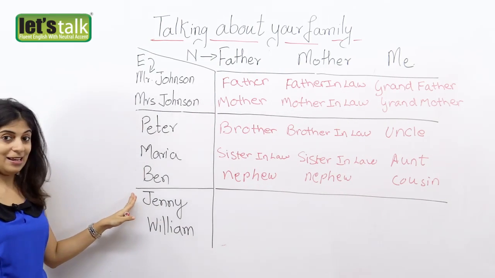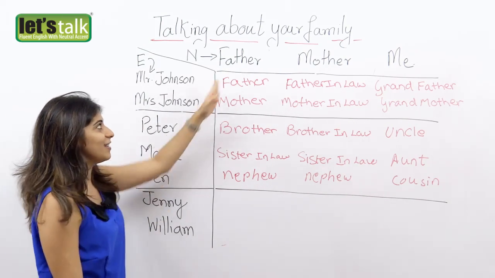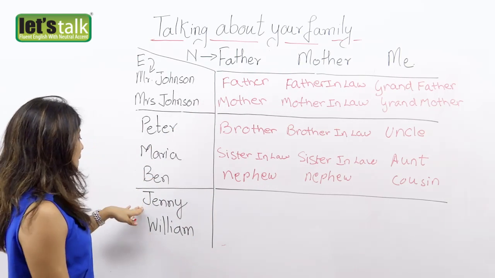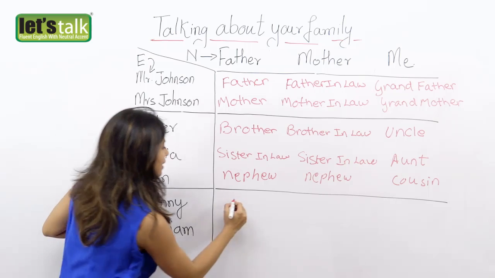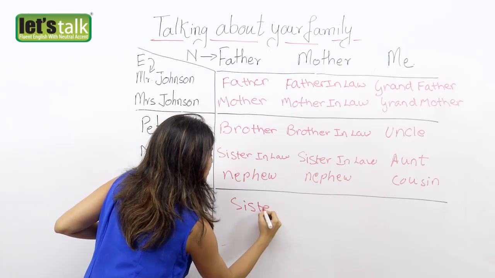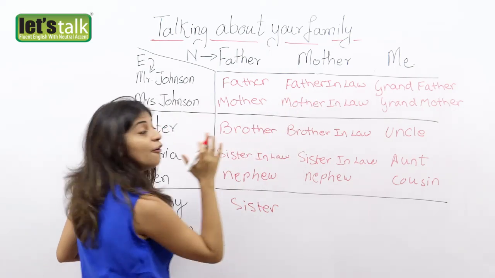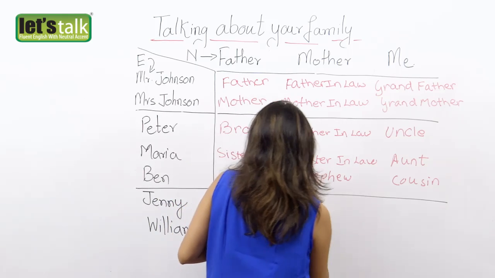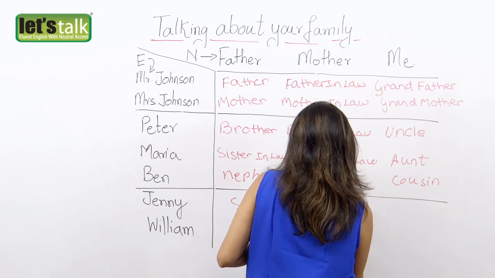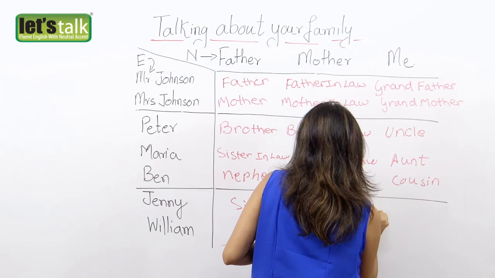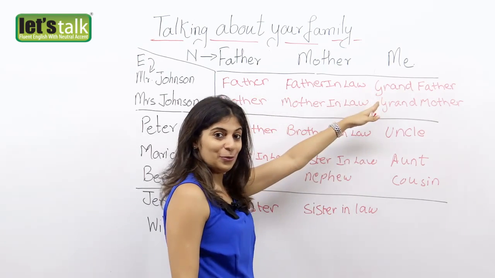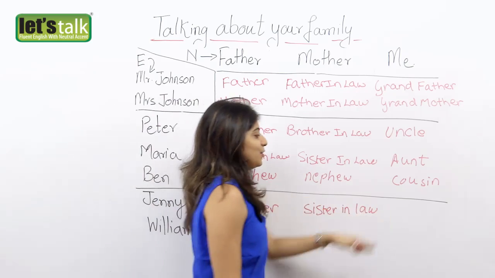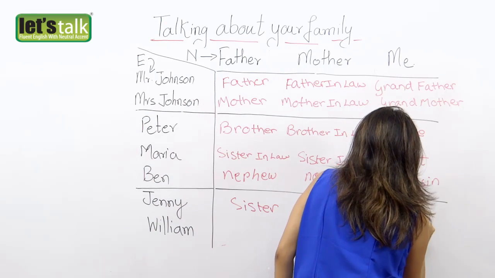And let's look at Jenny. Now, we learned that Jenny is your father's sister. So she is your paternal aunt. But for your father, she is his sister. Whereas for your mother, she is her sister-in-law. And for you and for your brother and for your sister, Jenny is your aunt.